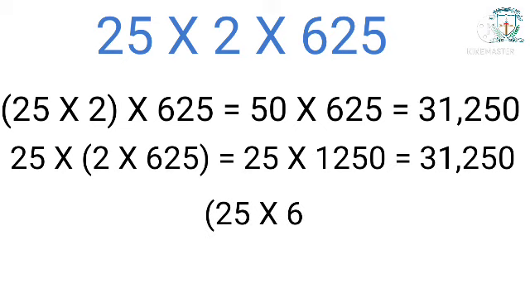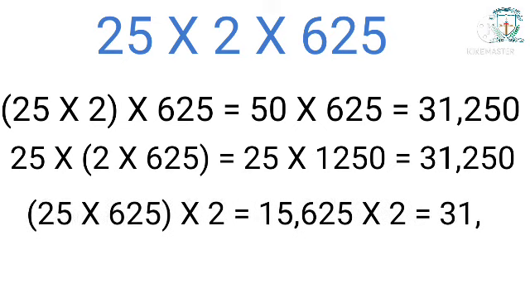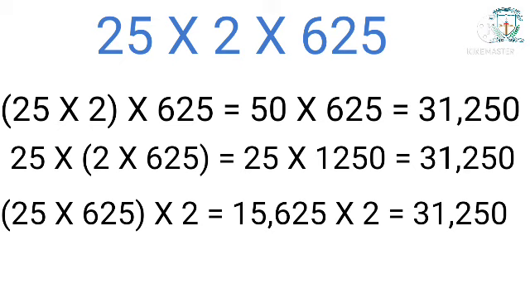In the third one, we are multiplying the first and the third term and then multiplying the second term. Again, the product remains the same. So, while multiplying more than two numbers, any change in the grouping of numbers does not change the product.